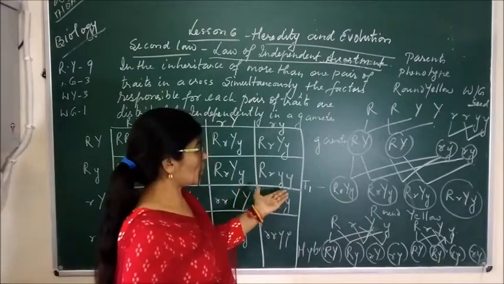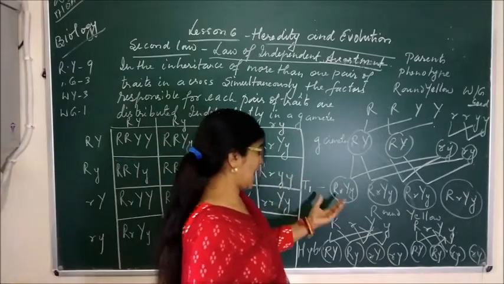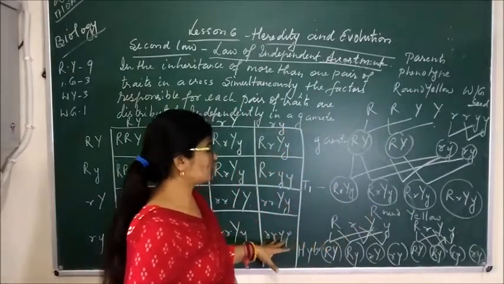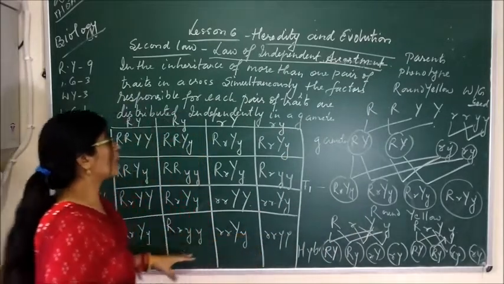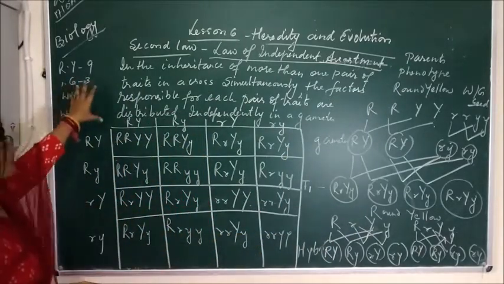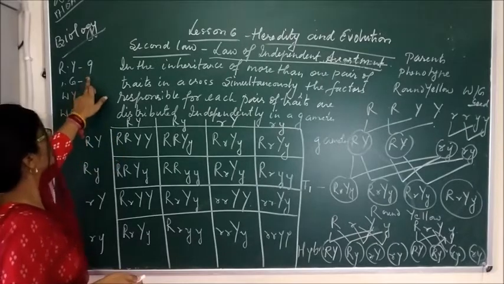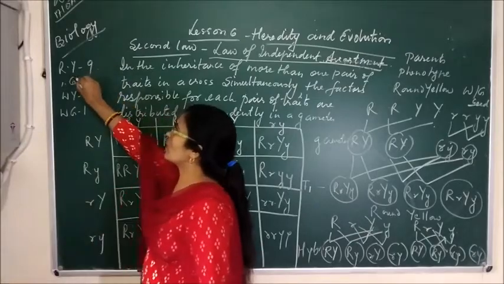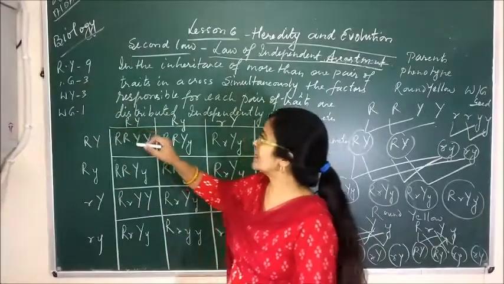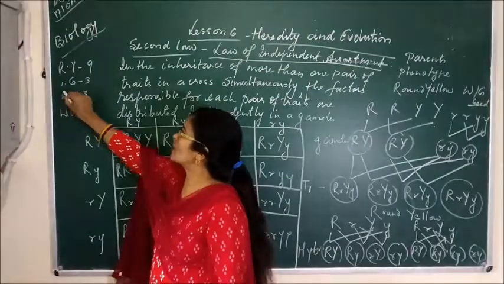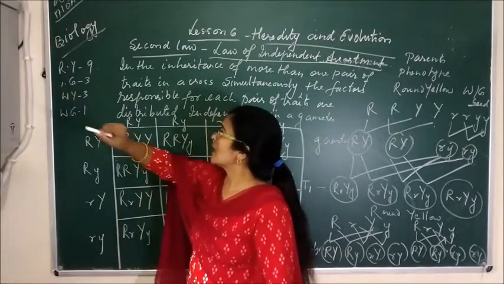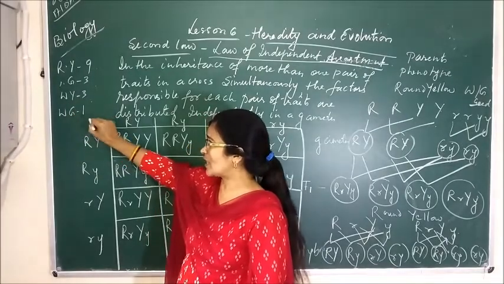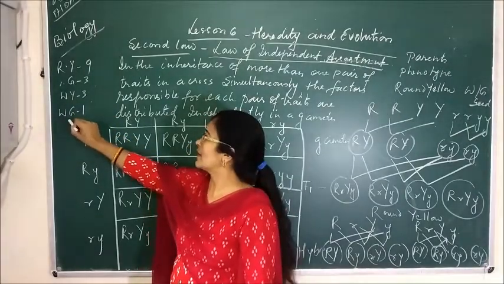Now when he self-crossed the hybrids of the F1 generation, that is the round yellow seeds, what did he see in the F2 generation? He found the plants in the ratio 9:3:3:1. Nine parts of the plants had round yellow seeds, three parts had round green seeds, three parts had wrinkled yellow seeds, and one part had wrinkled green seeds.